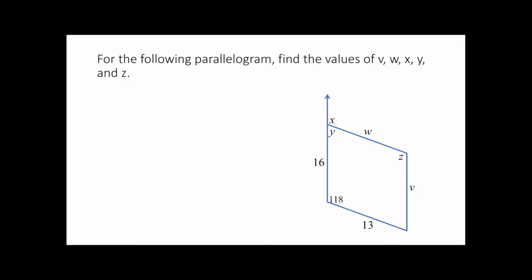So for the following parallelogram, we're going to find the values of W, X, Y, Z, and V. So we can start anywhere. V seems like a logical place to start. V is a segment that is opposite the 16, so V has to be 16. W is a segment that is opposite 13, so W has to be 13. X is an exterior angle to this parallelogram. When we have two parallel lines cut by a transversal, our corresponding angles are congruent, so X has to be the same as 118 degrees.